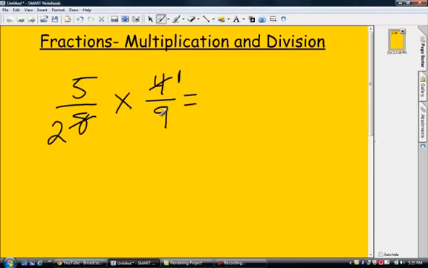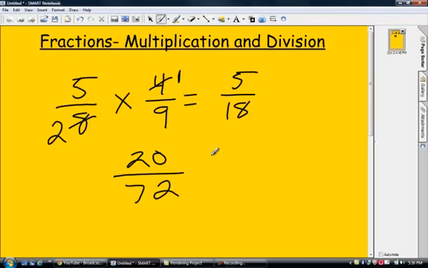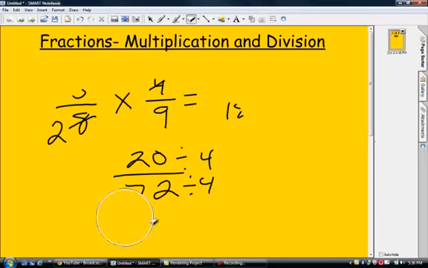Now let's multiply. Our numbers are much smaller. We're going to get to our answer much quicker. 5 times 1 is 5, and 2 times 9 is 18. Okay? If we didn't do that cross canceling, we would do 5 times 4, which is 20, and then 8 times 9 is 72. And then we would have had to reduce by 4. We took care of that earlier. Get in the habit of doing that because you get to your answer much quicker.